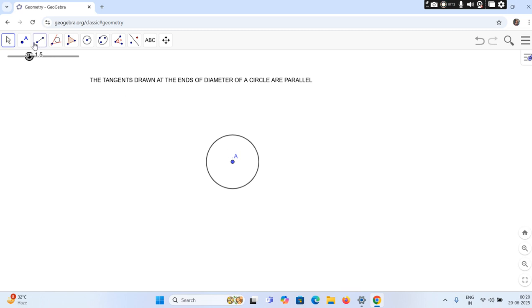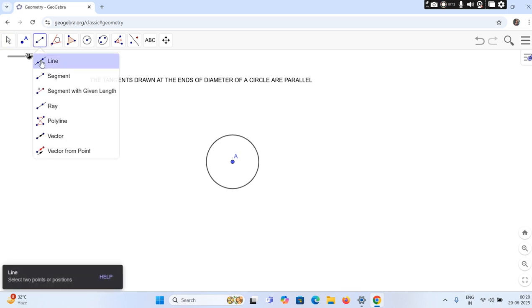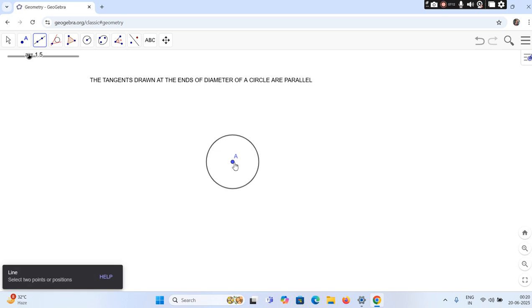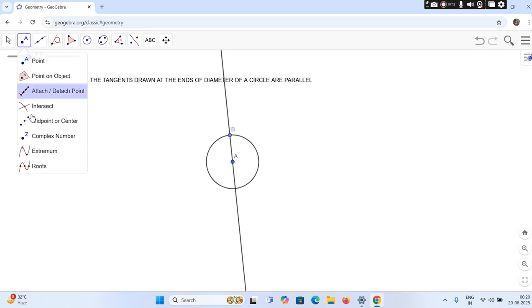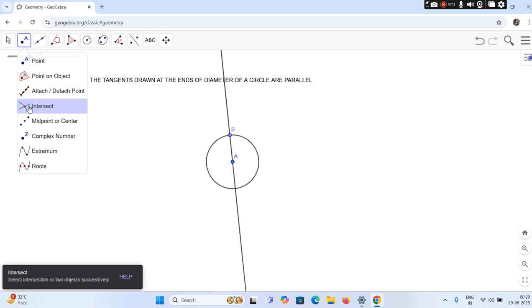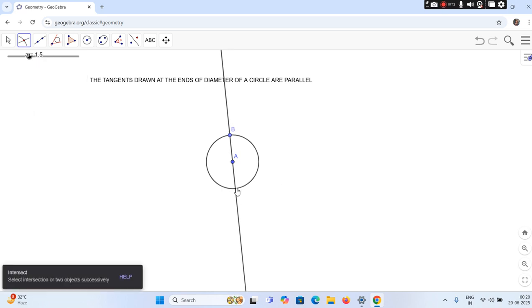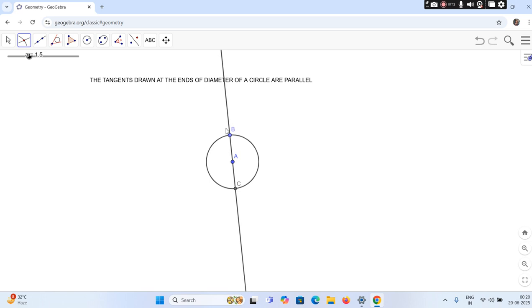So let's draw the diameter of the circle. So here the line segment BC I have taken as the diameter of the circle, right?